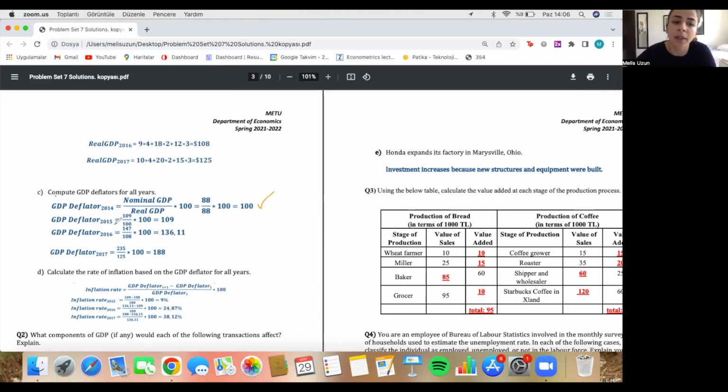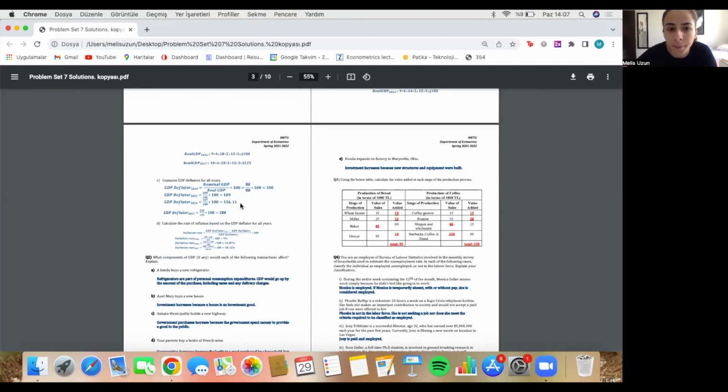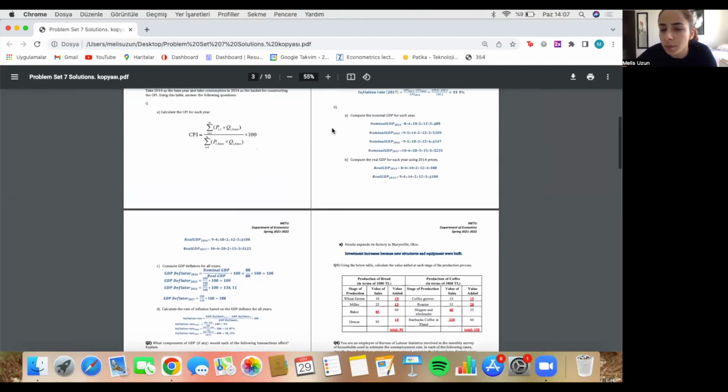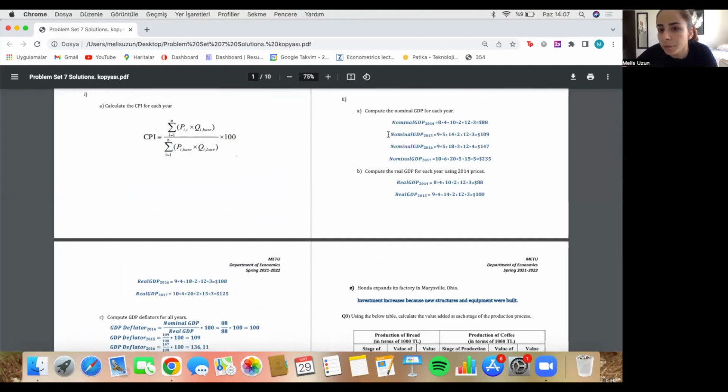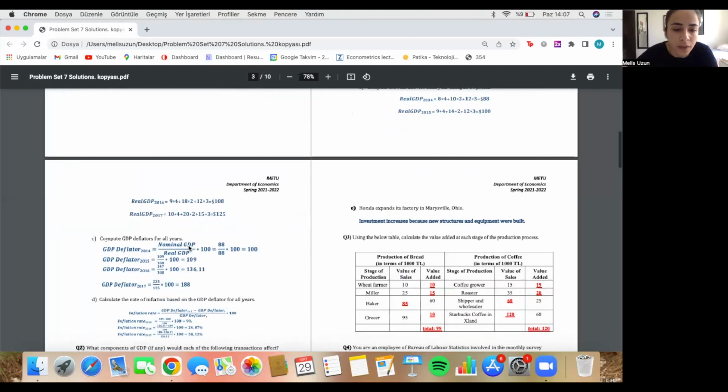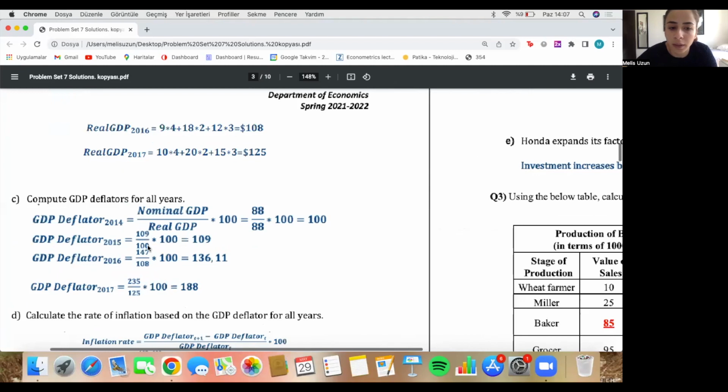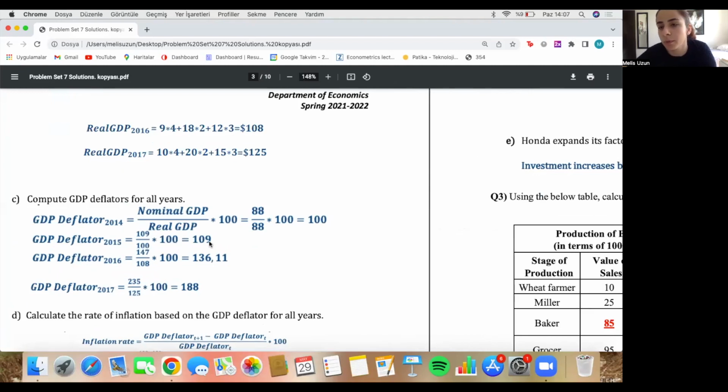Let's look for the GDP deflator in 2015. Now we need nominal GDP and real GDP in 2015. So let me clear this up. We know that nominal GDP in 2015 is 109, and real GDP in 2015 is 100. So we divide 109 by 100 and multiply with 100. So we will find 109, I'm sorry. So you will use the same formula for the other years, so I'm not doing it again.